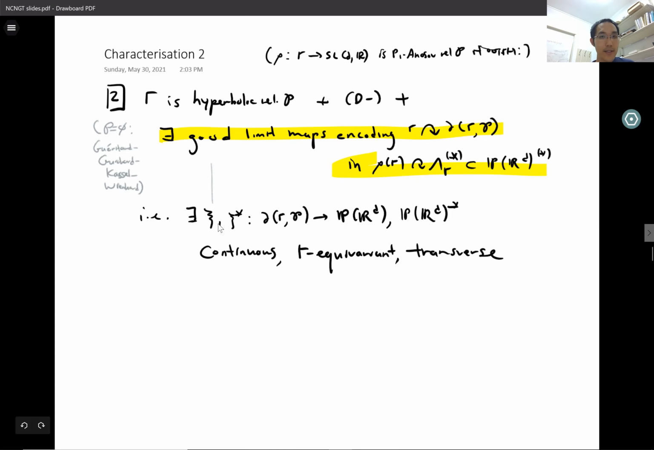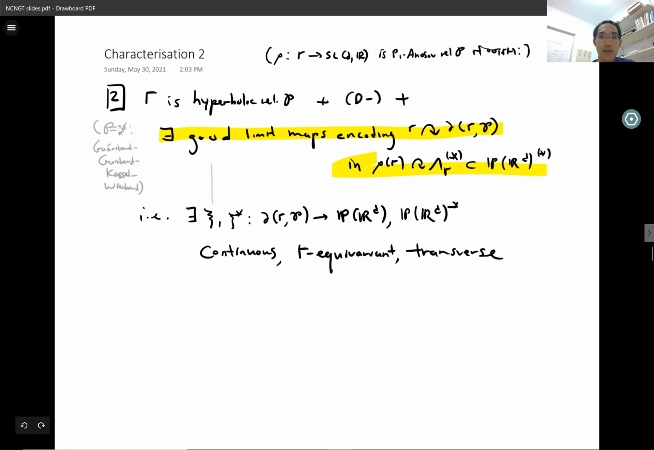So in symbols, the condition is that there exist maps C and C dual from the Bowditch boundary to projective space and dual projective space. And good means that these maps are continuous, they're equivariant, and they're transverse, which is a stronger version of requiring that the maps are injective.